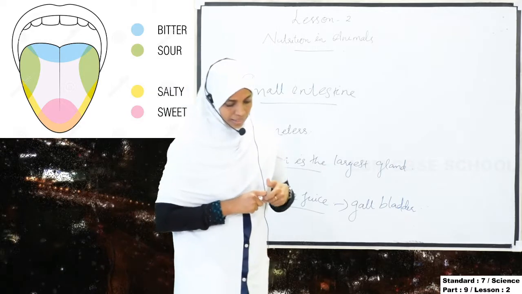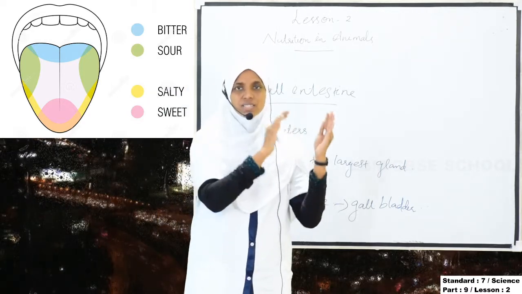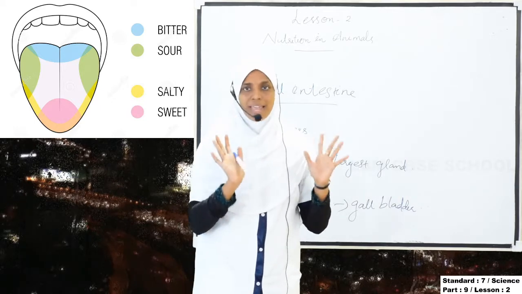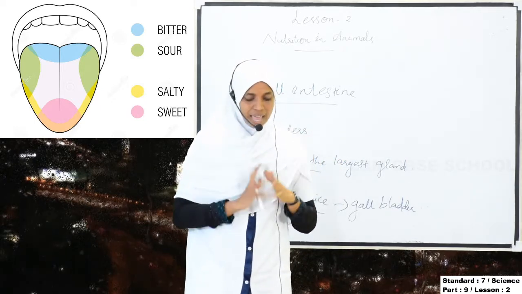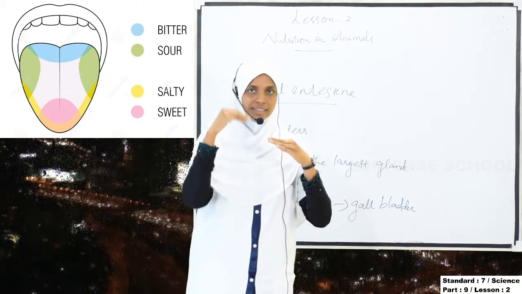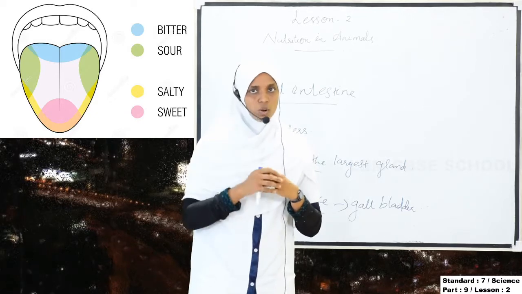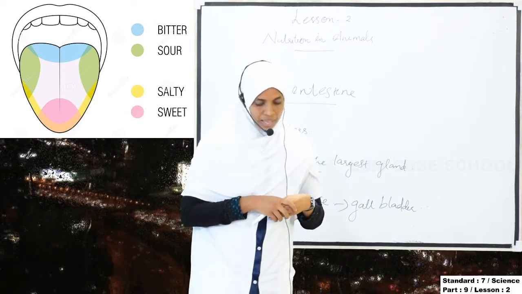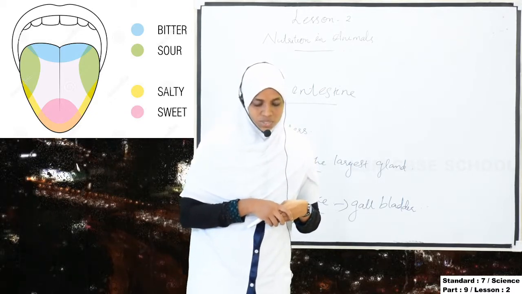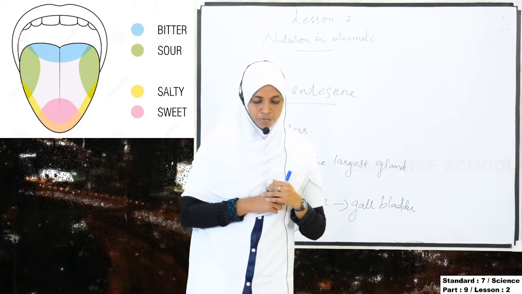Then the pancreas is a large cream colored gland in the digestive system. The pancreas is a large cream colored gland located just below the stomach. Just below the stomach we can see the pancreas. The pancreas is also a gland. The pancreatic juice acts on carbohydrates, fats and proteins and changes them into simpler forms.